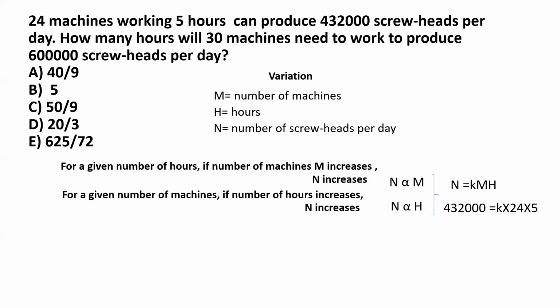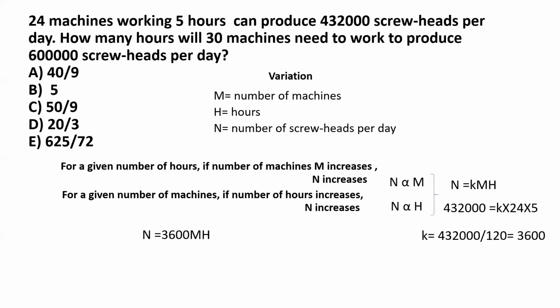So from this statement, we can actually evaluate what the constant K will be. We just plug in those values on either side of this equation, and we get K is equal to 432,000 divided by 120, and that comes to 3600. So if we know K, we can now write this relationship as N is equal to 3600 multiplied by M multiplied by H.